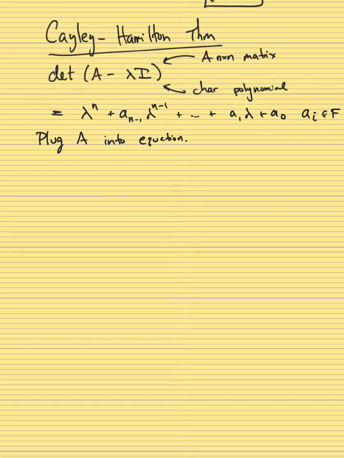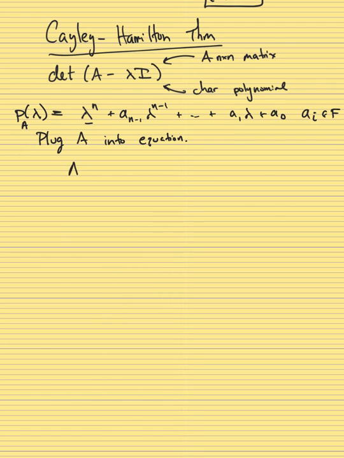In other words, maybe I'll just call this P of lambda, or maybe P_A of lambda. So now we can plug A in. I mean, lambda is a real number, but you can just pretend that you can plug matrices in, right? We're very comfortable now with raising matrices to nth powers.